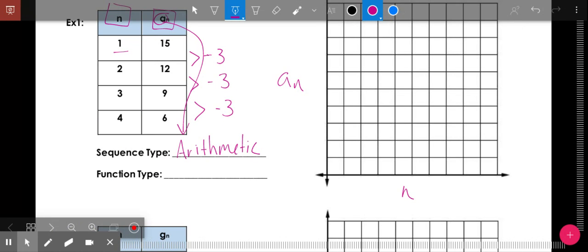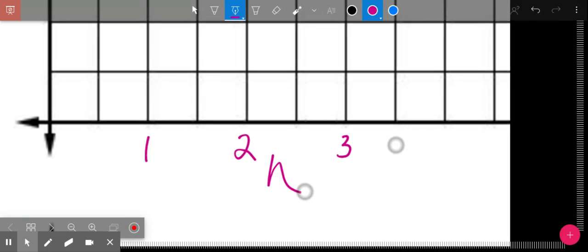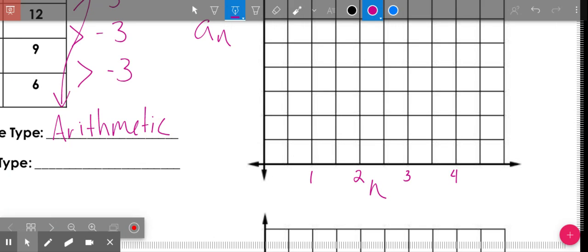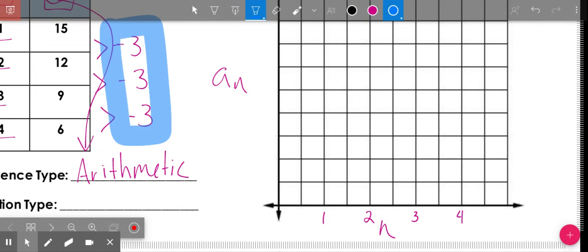Now the terms are always easy. It's going to be 1, 2, 3, and 4. I always skip 2 so that we can put more on there. We never start with a 0 because there's not a 0th term to the sequence, so we just start with these. If we look at this, my pattern that I noticed was minus 3.